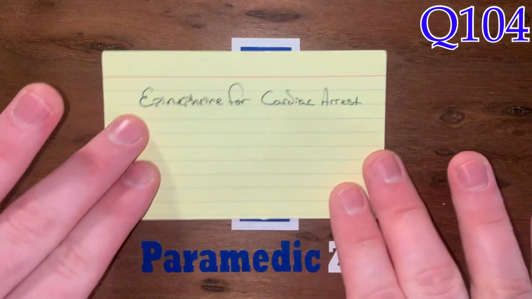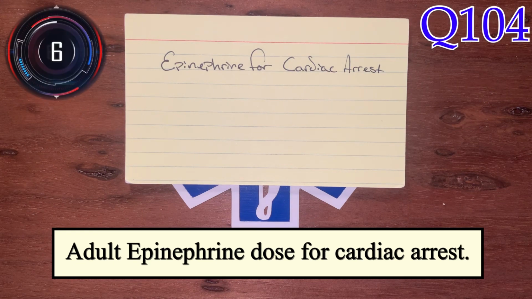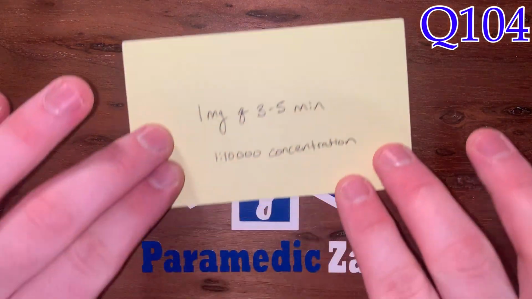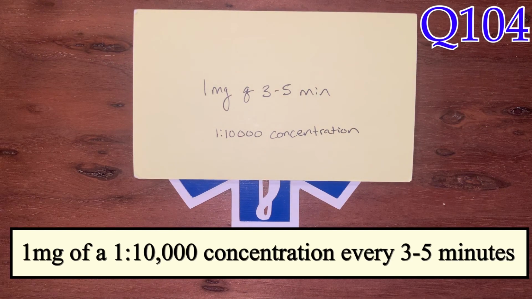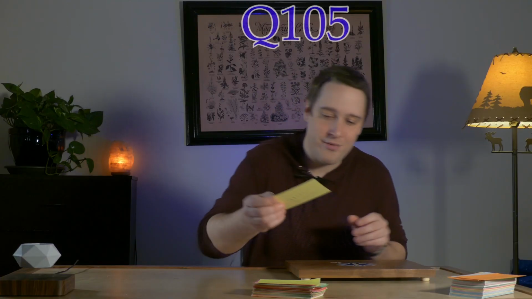What is your adult epinephrine dose for cardiac arrest? So for cardiac arrest, whether or not you're following the PEA asystole algorithm or the VTAC VFib algorithm, you're still going to be using 1 milligram of a 1 in 10,000 concentration dose of epinephrine every 3 to 5 minutes. Moving on to question 105.